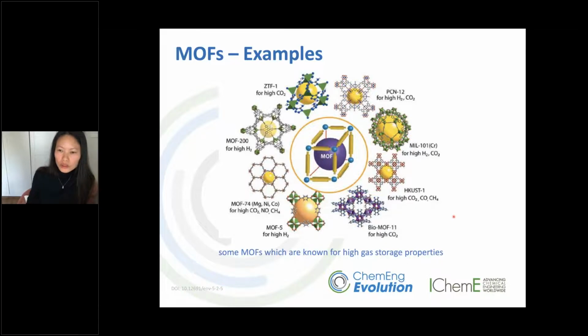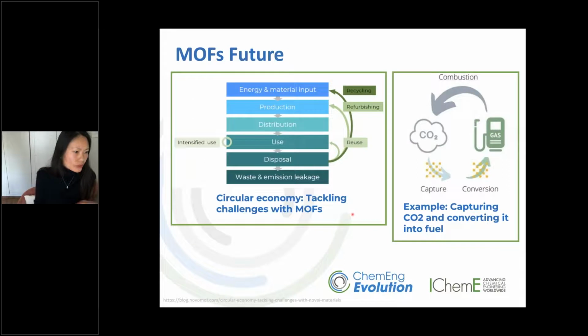Here I list some examples of MOF structures, just to give you a flavor of how MOFs are used for gas storage. For example, MOF MIL-101, this kind of structure is very specific for hydrogen and CO2 storage. And I'd also like to mention MOF-5 here. It's very specific for hydrogen storage. So these are new and designed materials.